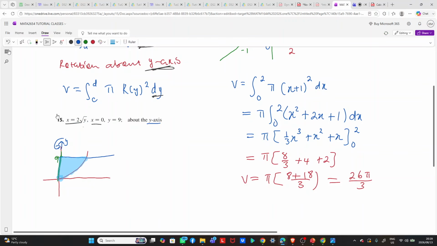So we see that x equals 2 square root of y. So now what are the bounds? Since we are going about the y-axis, we're going to take the bounds from 0 to 9. So that is going to be our integral. We are going to say, okay, now the volume will be the integral from 0 to 9 of pi. What is r of y? r of y is 2 square root of y. Then we square this, dy. Is that fine?